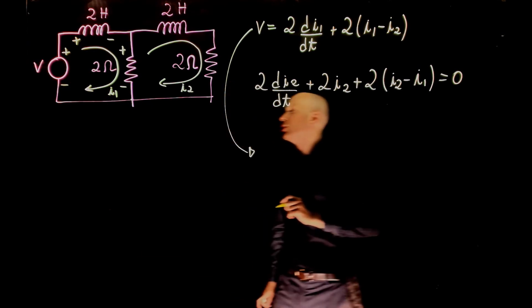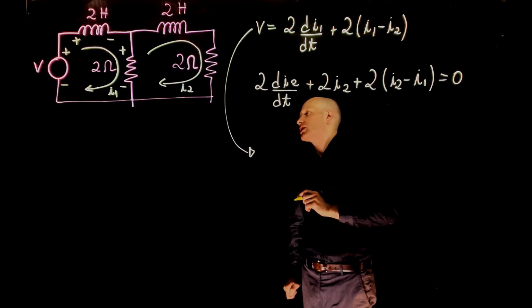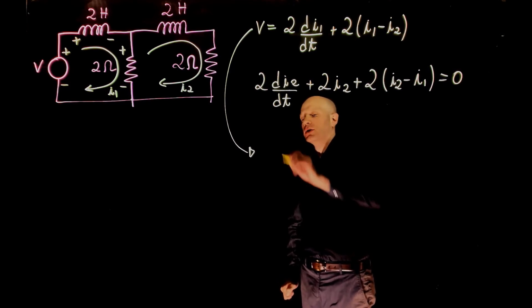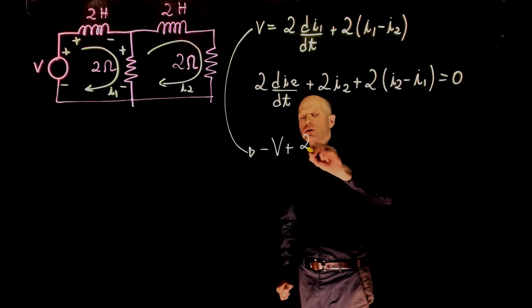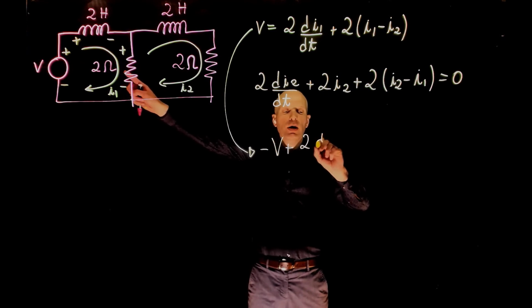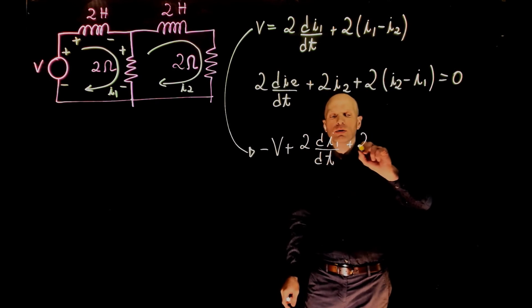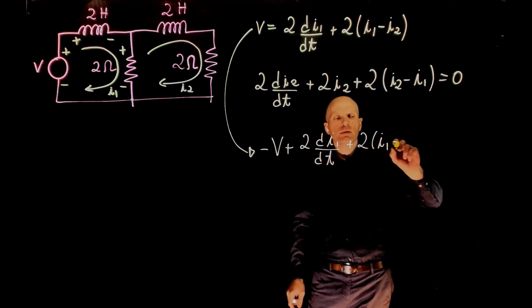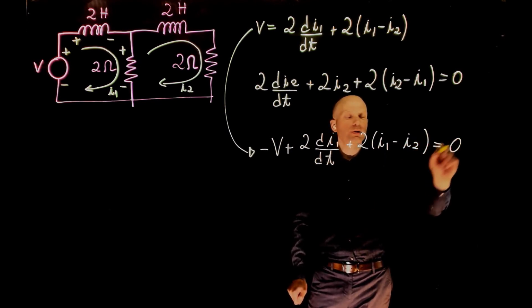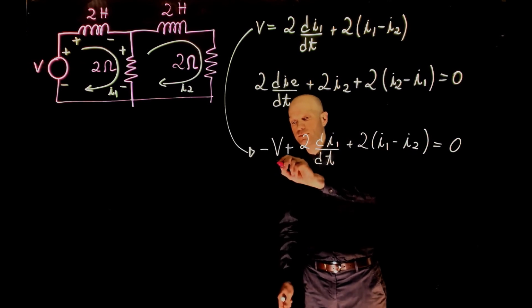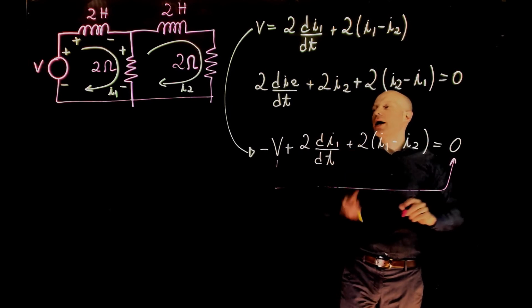And the current, when it goes through V now, it goes from the negative to the positive potential side, hence the negative. So we can now write minus V plus 2 di1/dt plus 2 (I1 minus I2) equals to 0. If you now move V to the other side, V becomes positive. We go back to the equation we had.